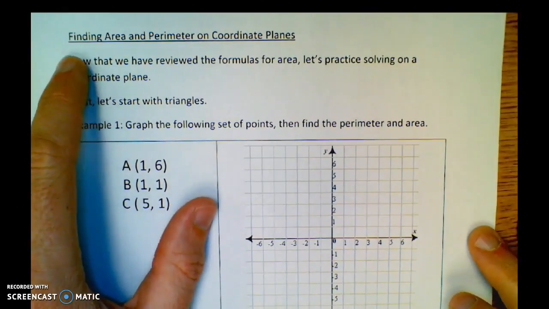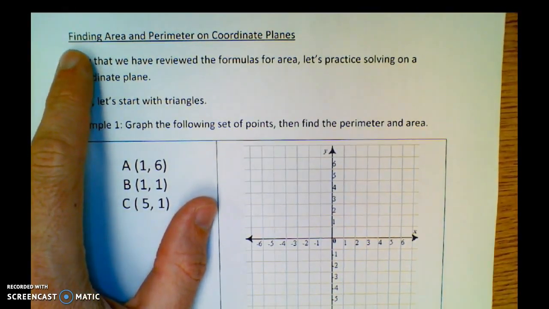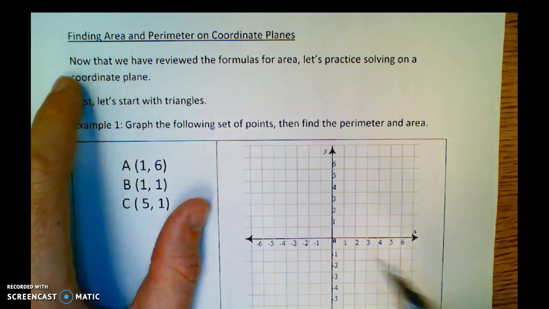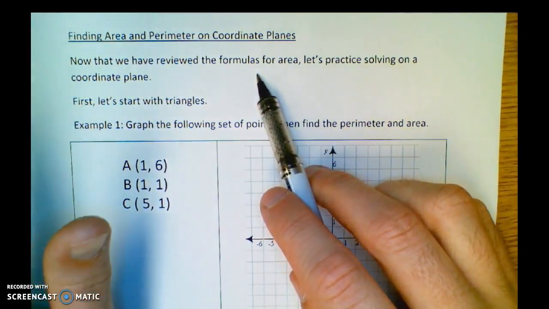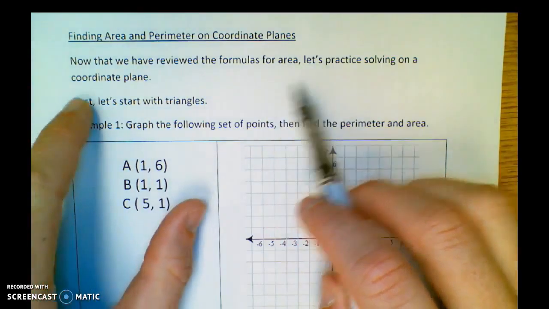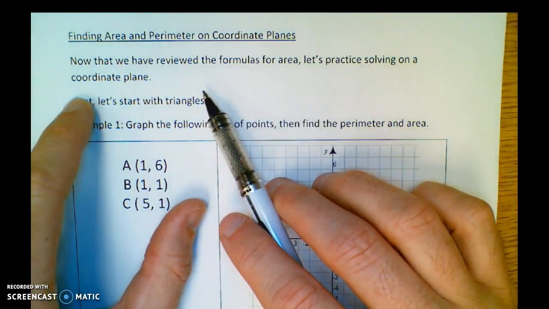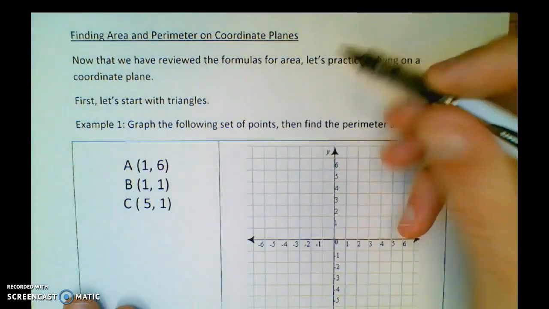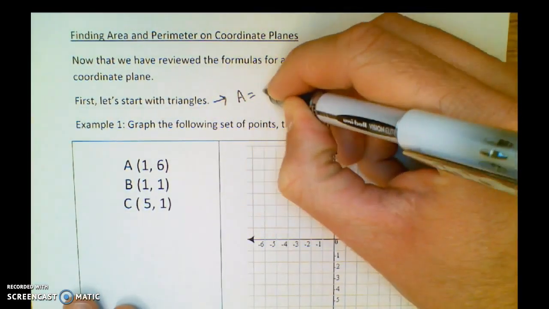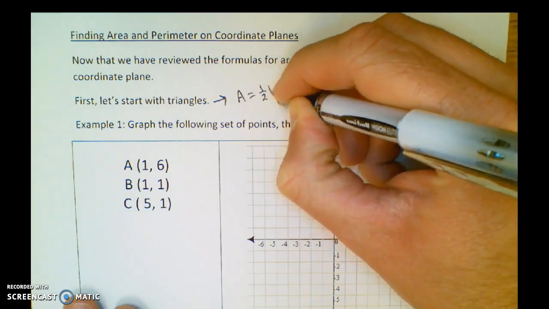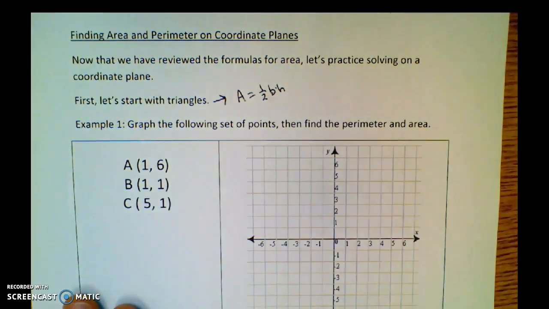Okay, for today's lesson we're going to work on finding area and perimeter on a coordinate plane. So now that we've reviewed the formulas for area, and we worked on rectangles, triangles, parallelograms, and squares, we can practice solving using those formulas on a coordinate plane. Let's first start with triangles. Remember, the area for triangles is 1/2 times the base times the height.